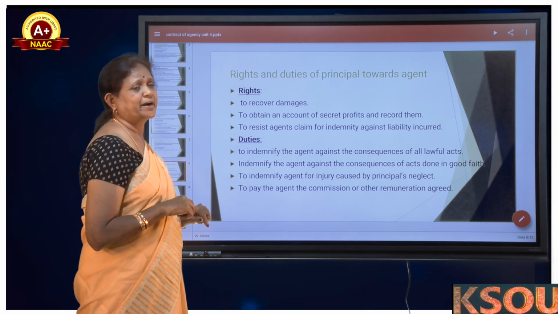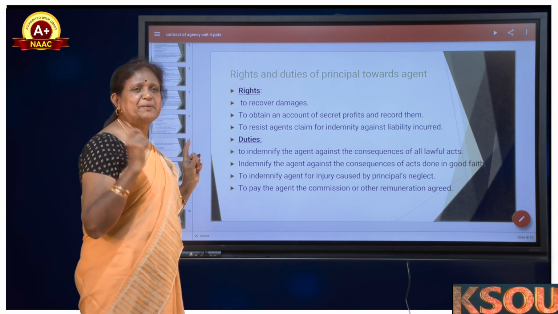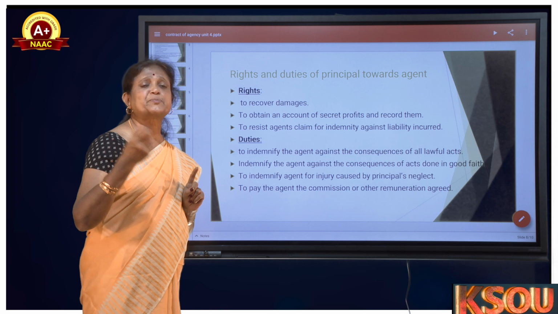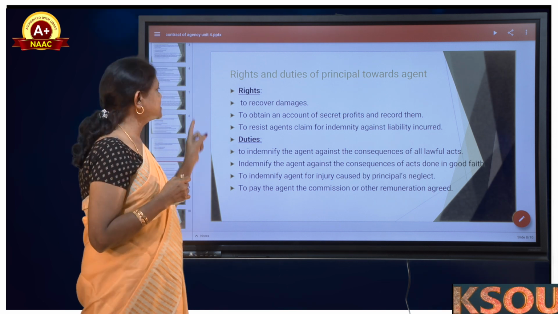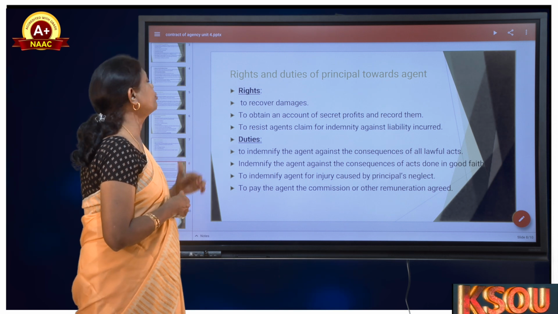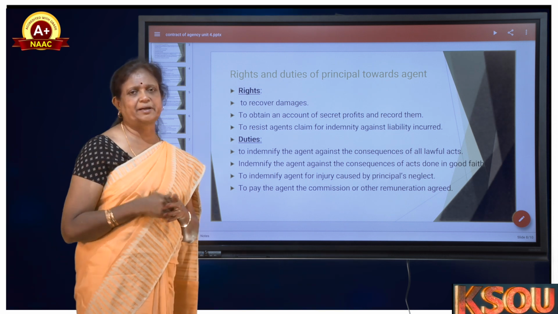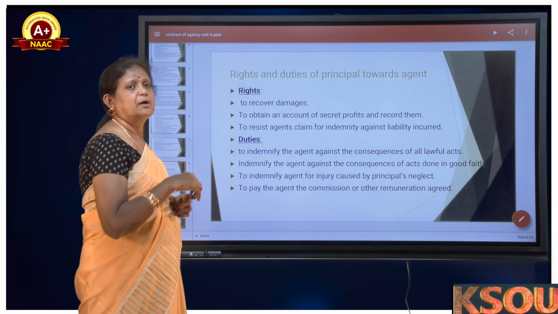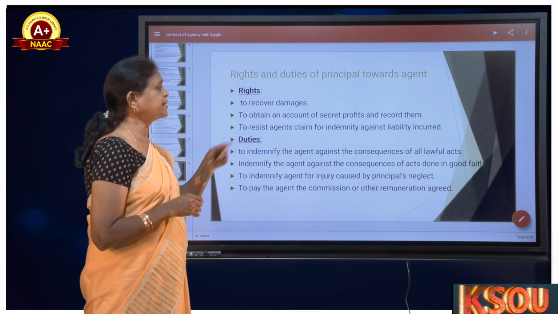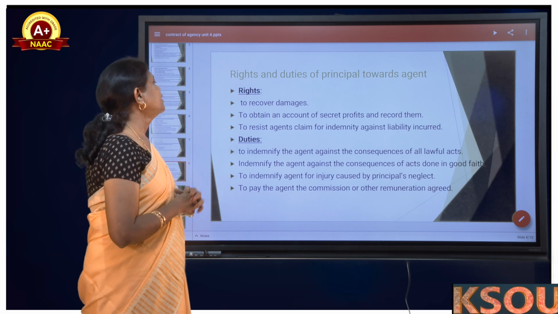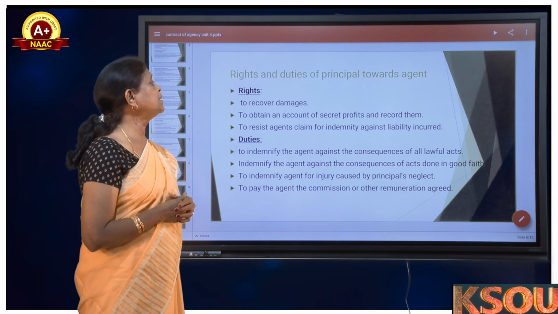So right to recover damages. Say for example, if there is any misconduct, or if the agent acts unfaithfully, or makes a personal profit, in such cases the principal can recover those damages. And obtain an account of secret profit; the agent cannot make his own secret profit. Whatever profit he has earned without the knowledge of the principal has to be recovered, and the principal is entitled to it. And resist the agent's claim for indemnity.